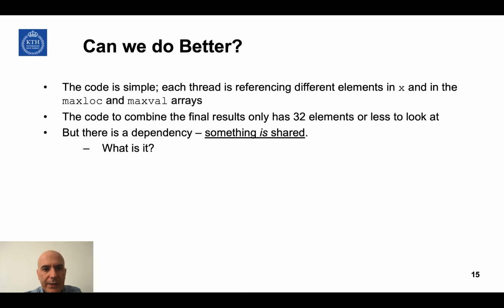The code is simple. Each thread is referencing different elements in X and in the MaxLoc and MaxVal arrays. So the code to combine the final results only has 32 elements or fewer to look at. But there is a hidden dependency. So something is actually shared, and what is it?